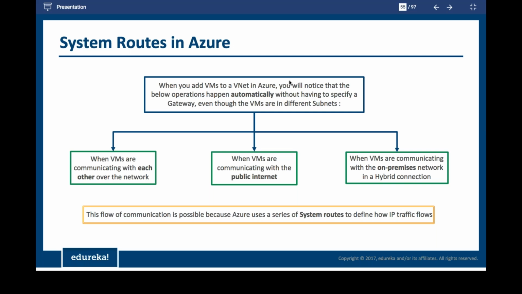So the system route is important whenever there's going to be a communication that's going to happen on a VNet. It will manage the IP traffic that flows within the network.